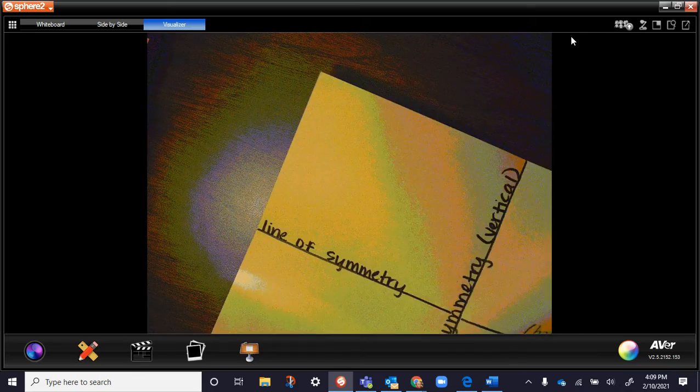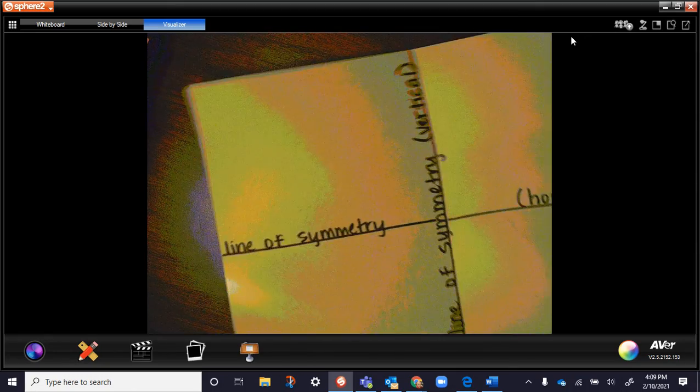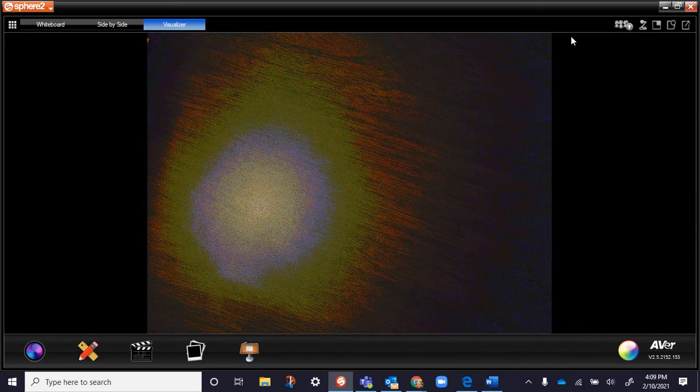However, when I try to fold corner to corner and make a diagonal line, you can see it doesn't match up and we've got things sticking out. Those corners don't match up like I want them to. So there are no diagonal lines of symmetry for the rectangle.